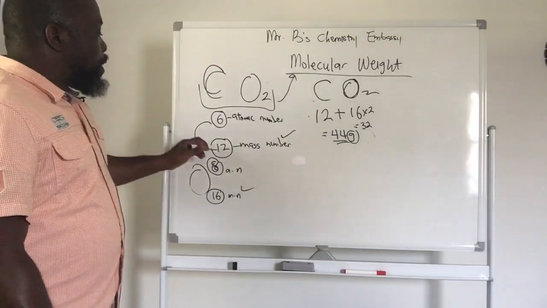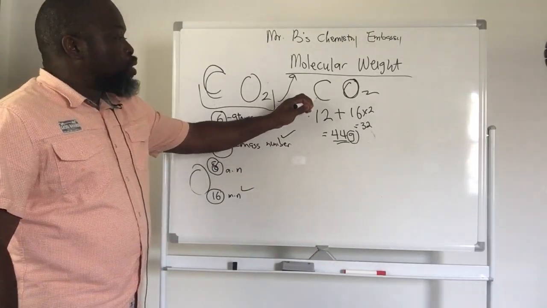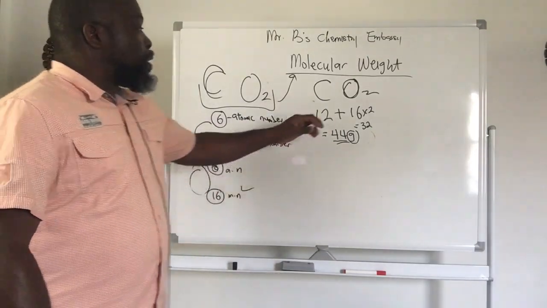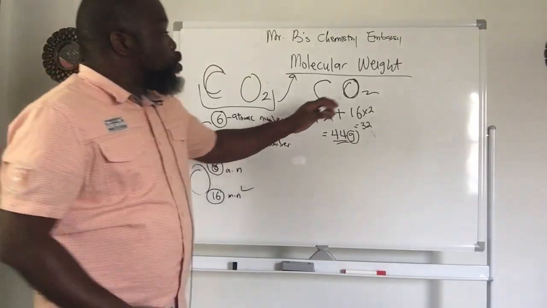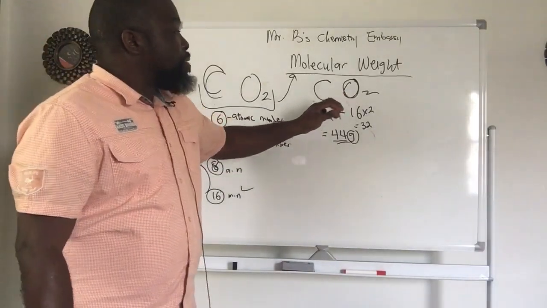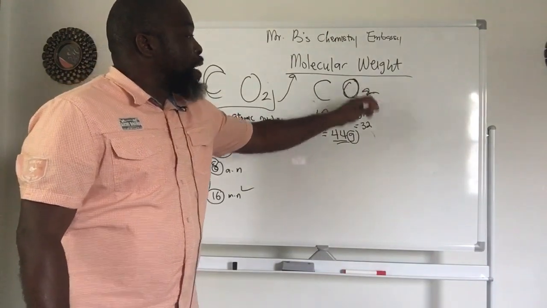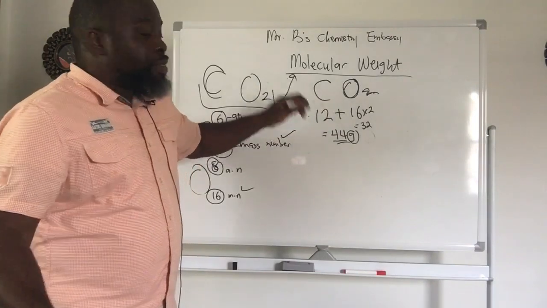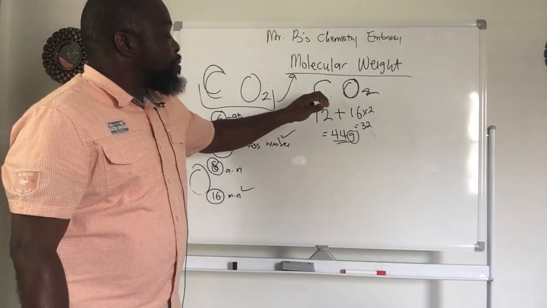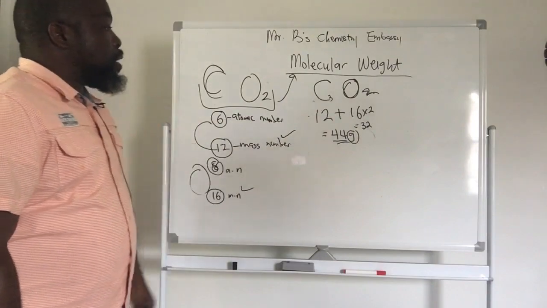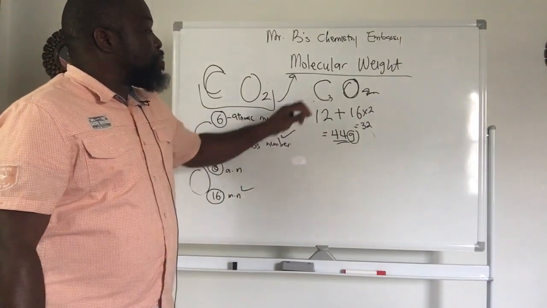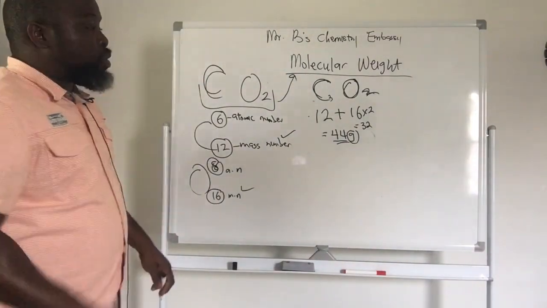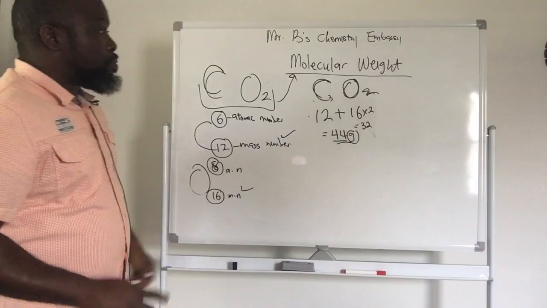So like I said, you take the mass number of carbon, 12, then we add it to the mass number of oxygen. But always be very careful. You have to look at the subscript. Whatever number is there, you multiply it with the mass number of that element. So let's say, for example, we have 3 here. Then we have to multiply this 12 by 3 to give us the actual number for our carbon. So that is how you calculate your molecular weight.